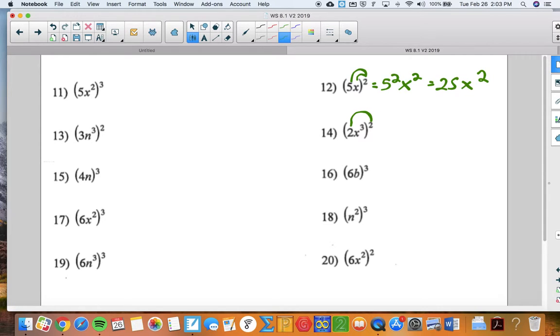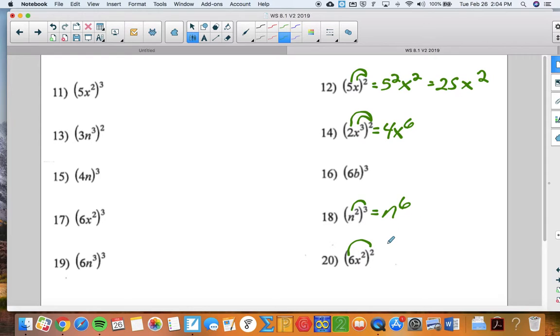Number 14, let's sprinkle this 2 to the 2 and to the x to the third. So 2 to the second is 4. X to the third to the second power is x to the 6. When we have a power to a power, we multiply the powers together. Like right here in number 18, we only are sprinkling the power of 3 to the n. So n squared to the third power is multiply the powers together, n to the 6.